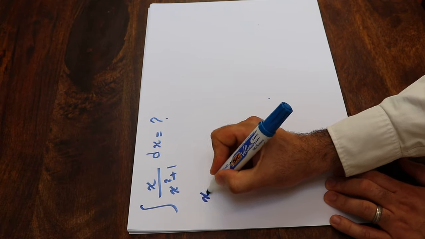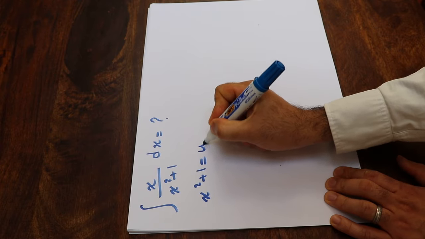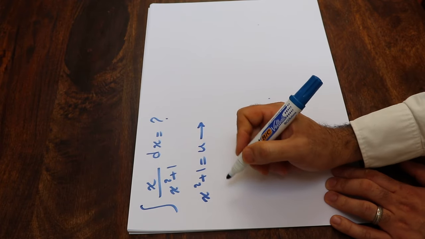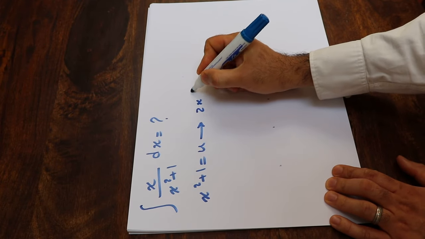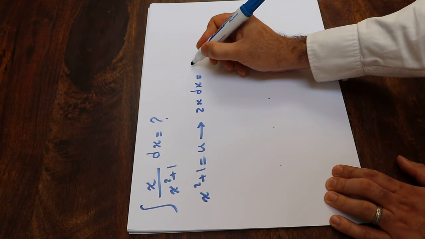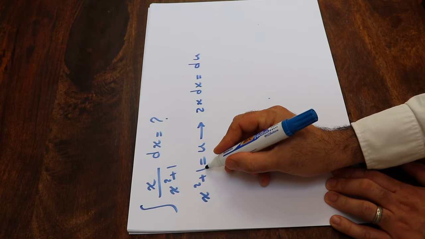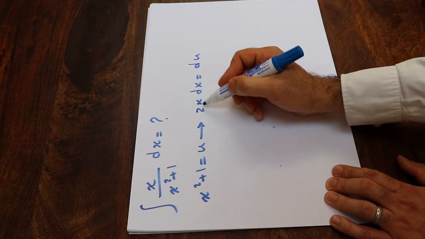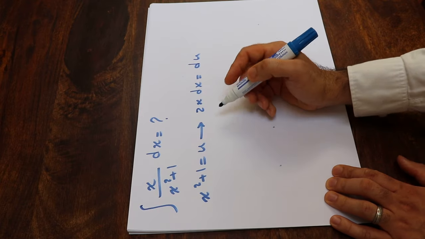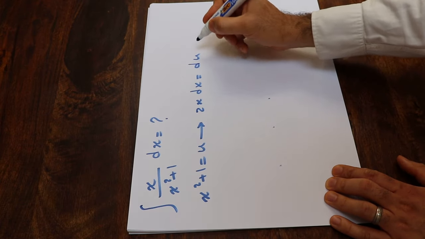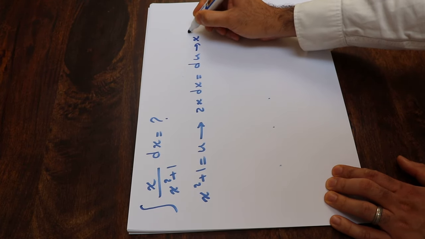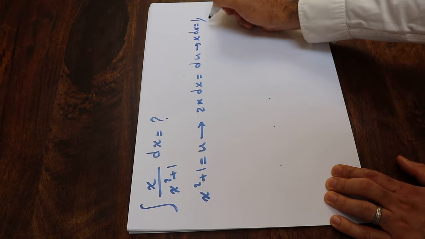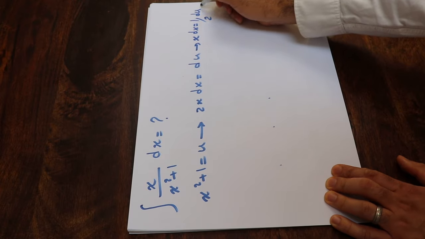So if you define x² + 1 as u, and take the derivative of each side of this equation, 2x dx will be equal to du. The derivative of 1 is equal to 0, and the derivative of x² is equal to 2x. So 2x dx is equal to du. Therefore, you can conclude here that x dx is equal to 1 divided by 2 times du.